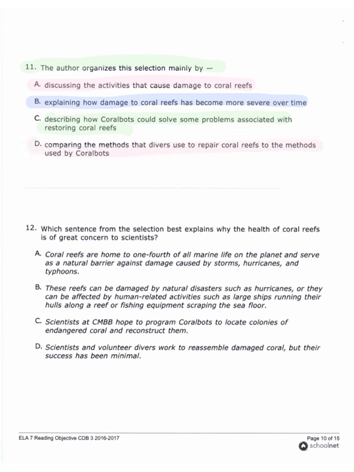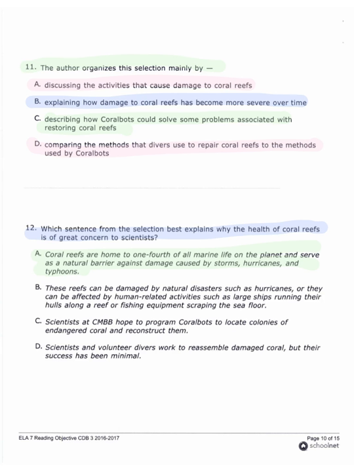D. Comparing the methods that divers use to repair coral reefs to the methods used by coral bots. Number 12. Which sentence from the selection best explains why the health of coral reefs is of great concern to the scientists? A. Coral reefs are home to 1/4 of all marine life on the planet and serve as a natural barrier against damage caused by storms, hurricanes, and typhoons.